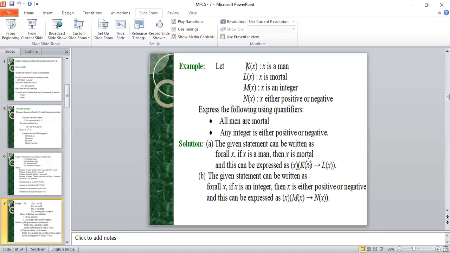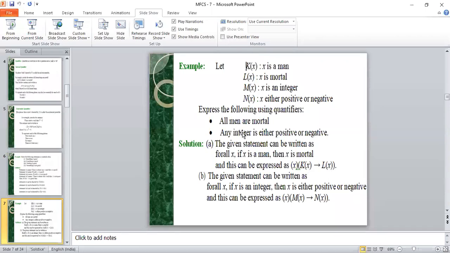ఓకే, కామన్ ప్రాపర్టీ ఏంటి ఇక్కడ? x is a man, x is mortal. So if x is a man, then x is mortal. So for all x, so ikkada for all men are mortal annaru. All men are mortal ని మనం ఎలా డినోట్ చేస్తున్నాం? for all x. all కి రెఫర్ చేసేది x, for all x. సో x అనేది men అయితే x అనేవాడు mortal అవుతాడు. సో దాన్ని ఎలా డినోట్ చేస్తున్నాం? if x is a man, then x is mortal. And this can be expressed as for all x, k of x, implication L of x.